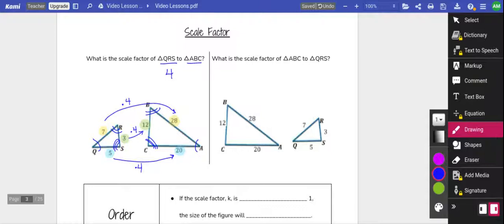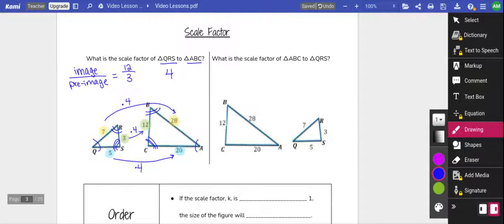To get that number, we actually do have a formula. We can take a side in our image and place it over a side in our pre-image, as long as they're corresponding sides. So let's go with the 3 and the 12 again. In my image, it's 12. In my pre-image, it's 3. So the scale factor is 4.